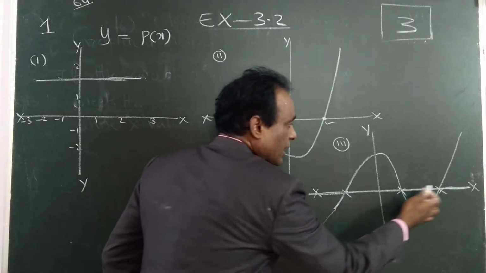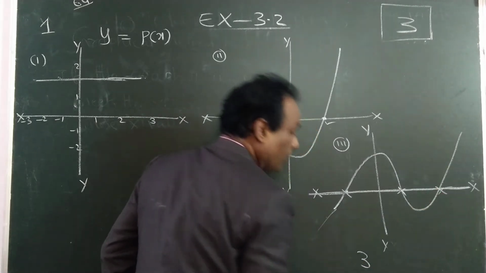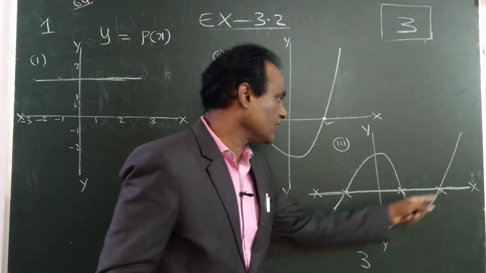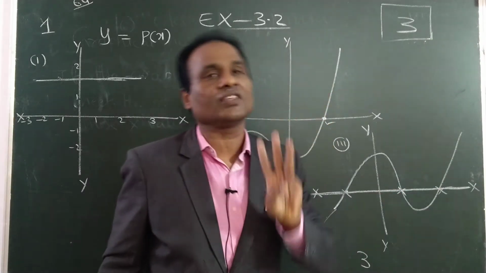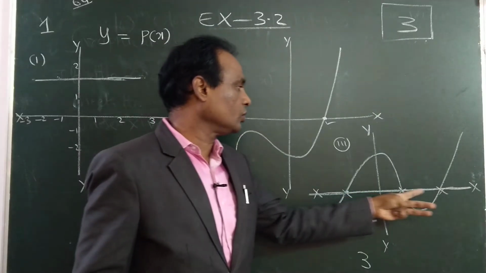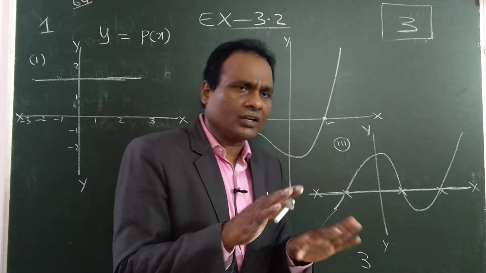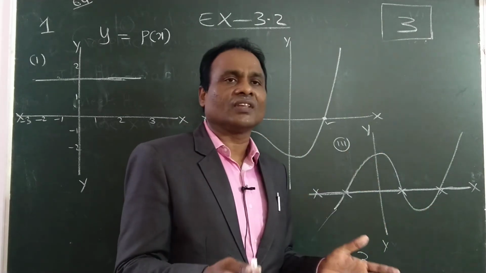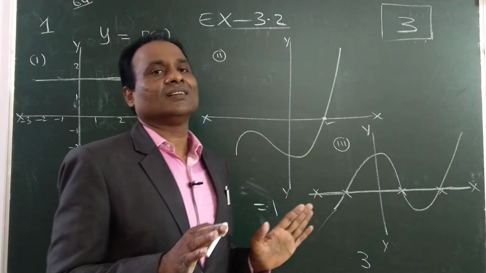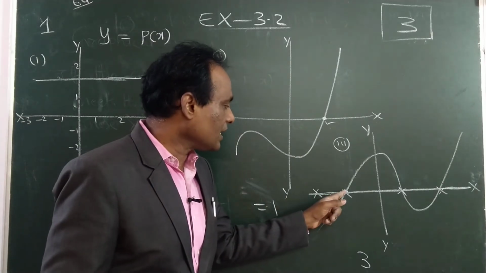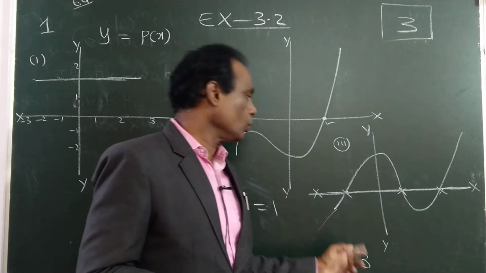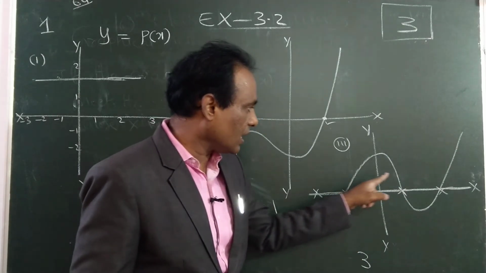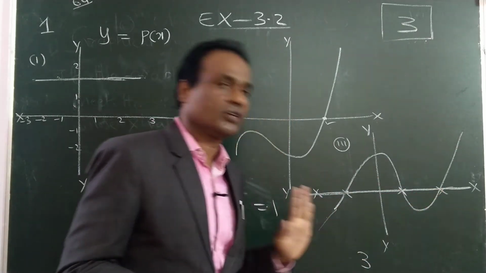So how many points is it cutting the x-axis? 3 points. So how many zeros of the polynomial? 3 zeros of the polynomial. 1, 2, 3. We are not asked to write the points, only how many there are. If it is meeting the x-axis at 3 points, the answer is 3. Meeting the x-axis at 2 points, 2. So here it is meeting the x-axis at 1, 2, 3, so 3.